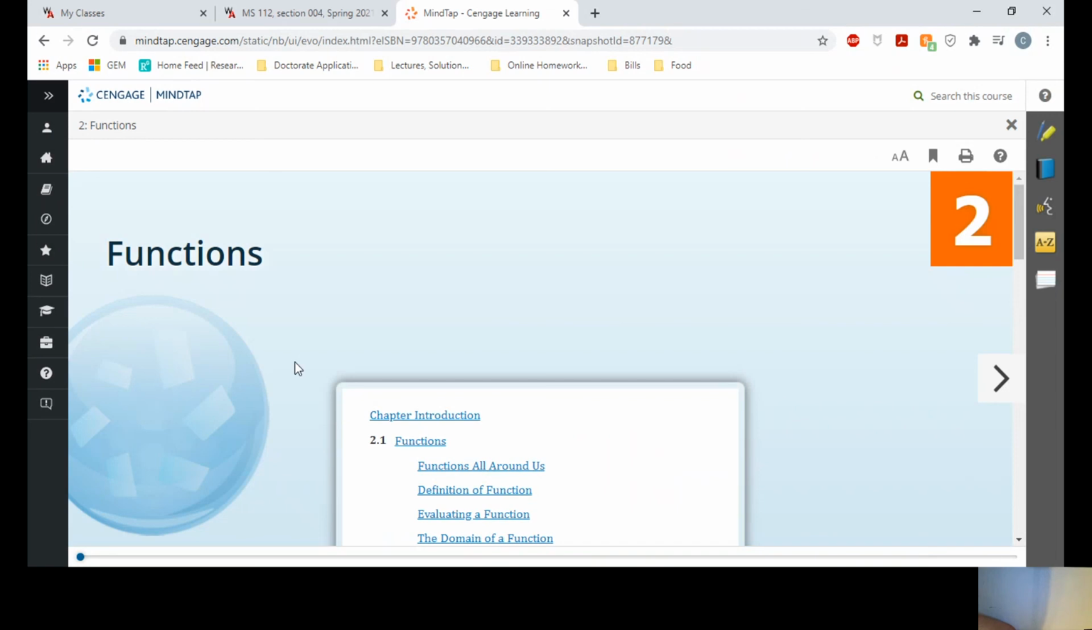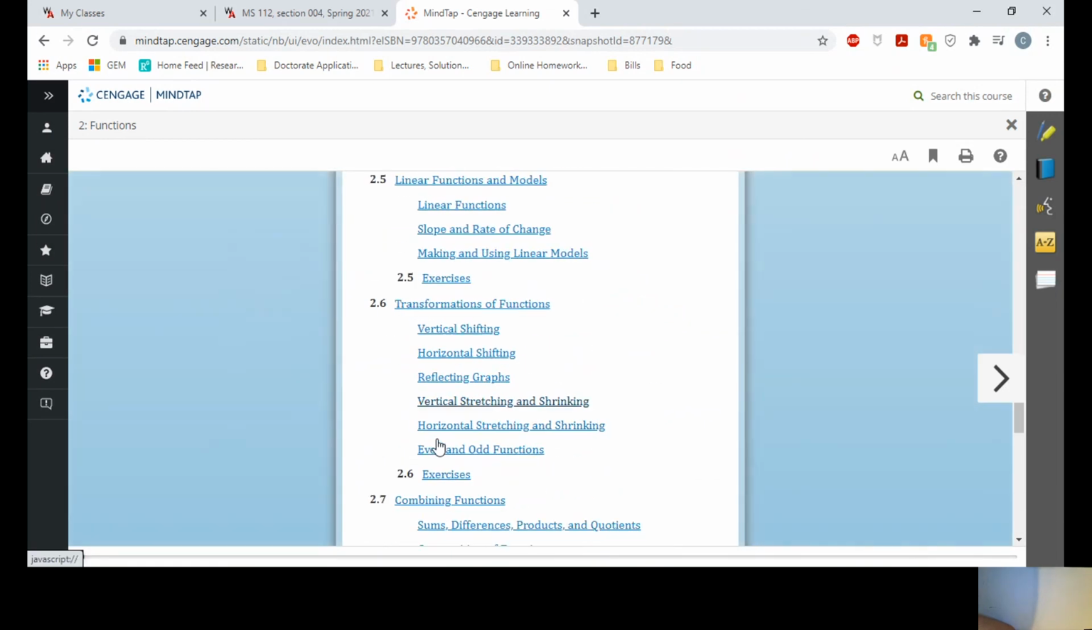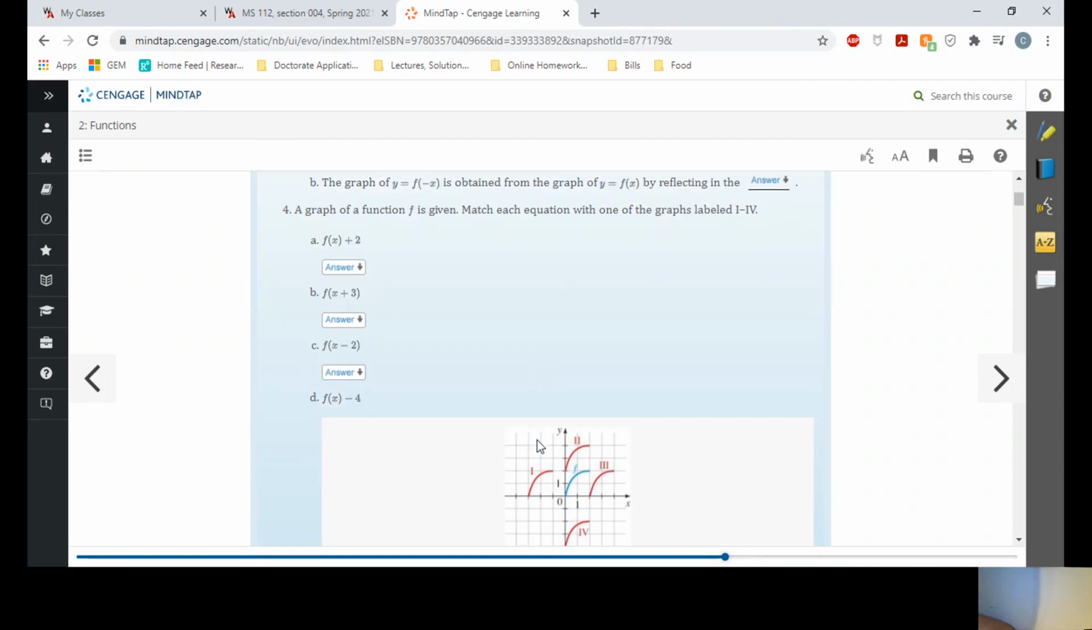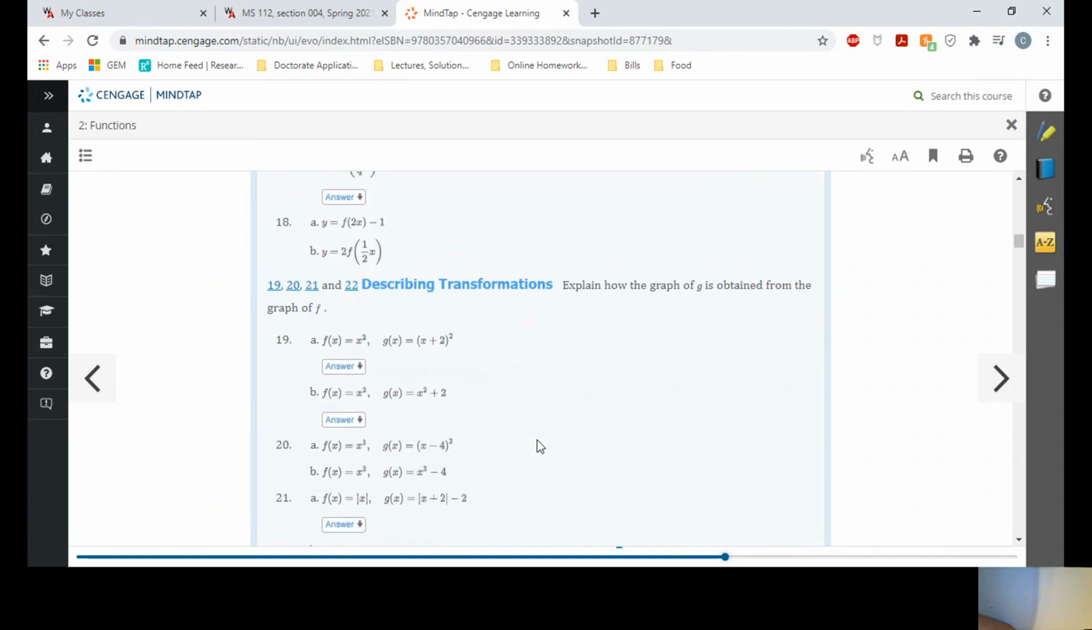So if you wanted to go look at 2.6, you would scroll down to 2.6, go look at the exercises, and I gave 19, 20, 22, 29, 33, and 36. So you could go find those here. All right. Okay, that is it for section 2.8.